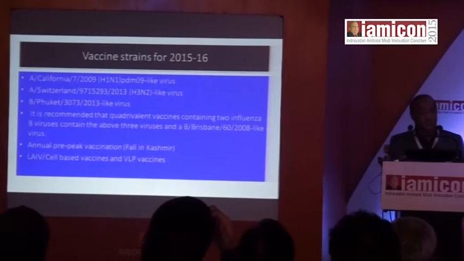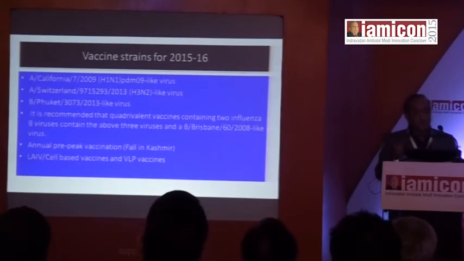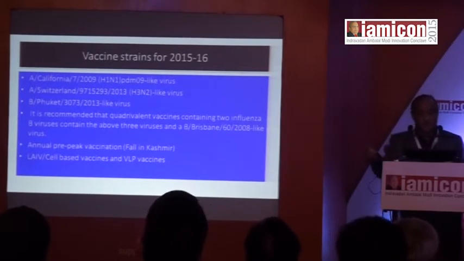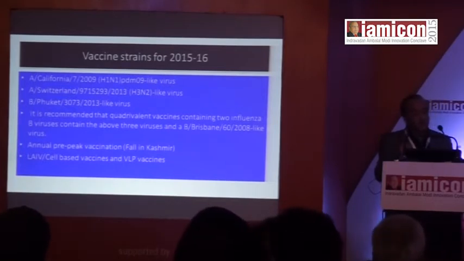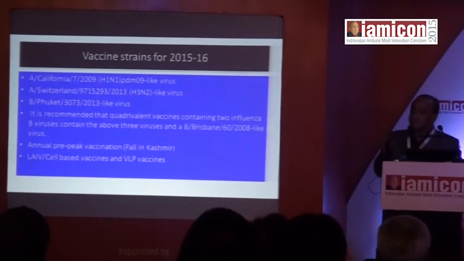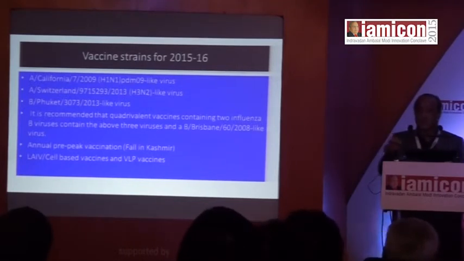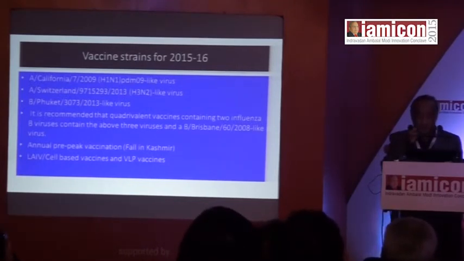These are the strain constituents for the current vaccine. We have A California H1N1, A Switzerland H3N2, and B Phuket. We also have a quadrivalent vaccine which has an additional B strain, but that's unfortunately not available in the country. We have to give annual pre-peak vaccination, and the time for vaccination in Kashmir is possibly now.